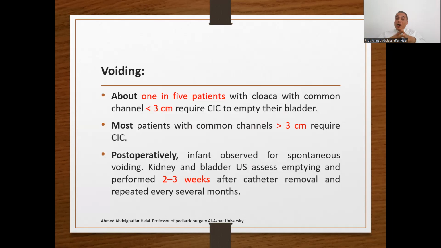Regarding voiding, about 1 in 5 patients with cloacal malformation with a common channel less than 3 cm require clean intermittent catheterization to empty their bladder. Most patients with a common channel more than 3 cm require CIC, clean intermittent catheterization. Postoperatively, the infant is observed for spontaneous voiding, and kidney and bladder ultrasound to assess emptying is performed every 2 to 3 weeks after catheter removal and repeated every several months to confirm that there is good emptying and no residual urine, which may lead to urinary tract infection and ascending infection of the kidney.